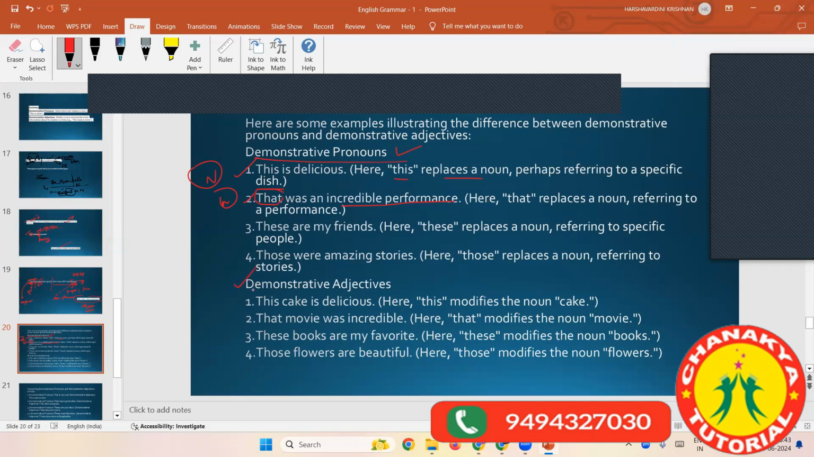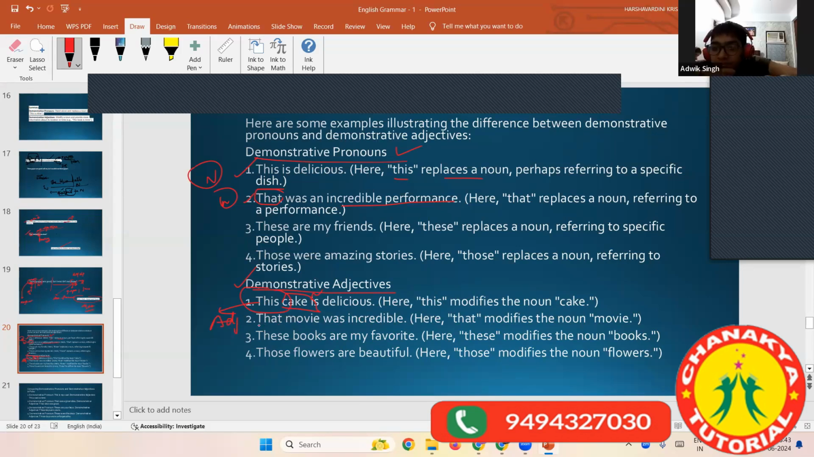So now here are the examples of demonstrative adjectives. "This cake is delicious." As we said, here cake is already a noun of the sentence, no? We have the noun, but still we have this along with it, that is a demonstrative adjective, right?